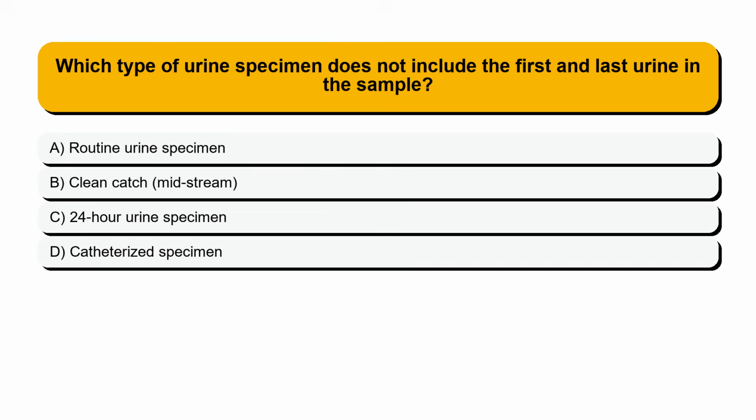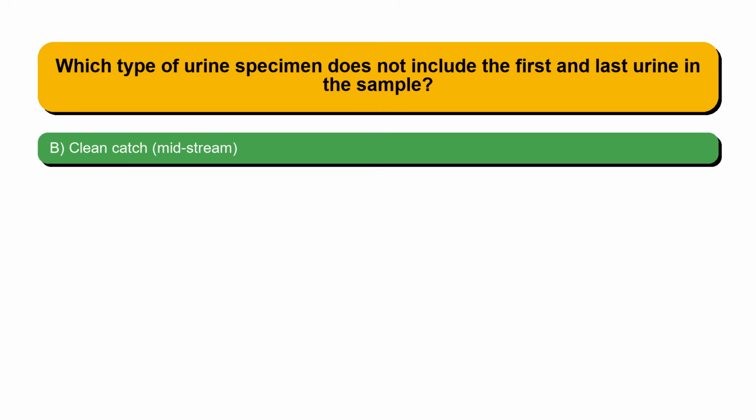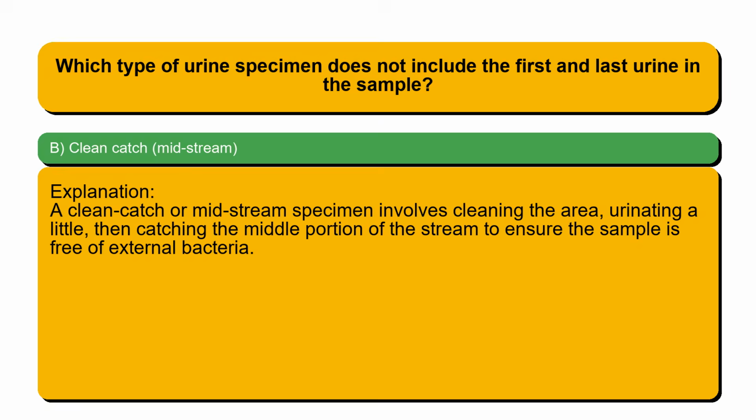Question 15. Which type of urine specimen does not include the first and last urine in the sample? Option A, a routine urine specimen. Option B, a clean catch, midstream. Option C, a 24-hour urine specimen. Option D, catheterized specimen. The correct answer is option B, clean catch, midstream. A clean catch or midstream specimen involves cleaning the area, urinating a little, then catching the middle portion of the stream to ensure the sample is free of external bacteria.